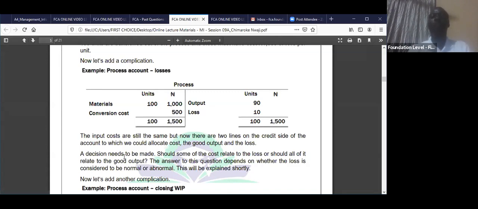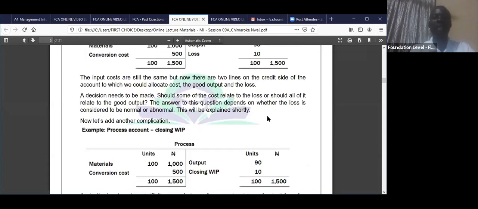So we need to make a decision. Should some of the costs, this 1,500, be allocated to this loss, or should we allocate the whole 1,500 to the output? That is what we will be thinking about. Should we let the 90 carry the whole 1,500, or should we share the cost between the loss and the output?